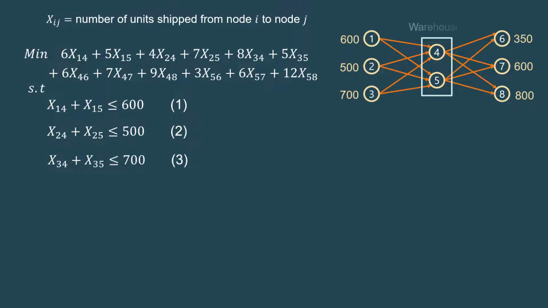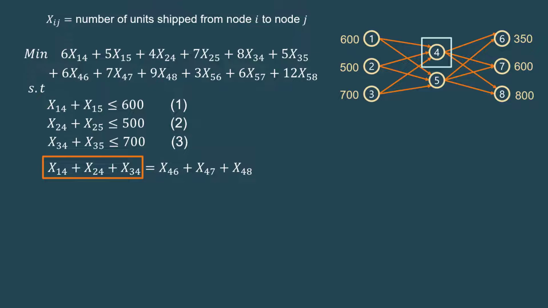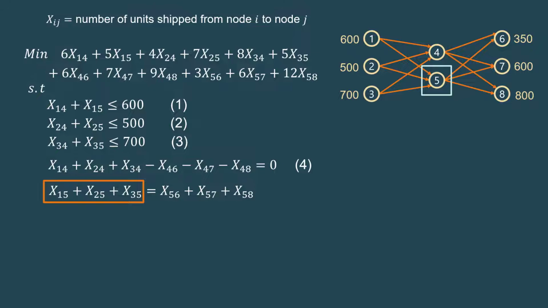Nodes 4 and 5 are the warehouses, which are transshipment nodes. So whatever they receive from any of the 3 plants, they will ship out to the distribution centers. Therefore, whatever node 4 receives from nodes 1, 2, and 3 must equal what it gives to nodes 6, 7, and 8. We can rewrite that as follows so that all variables are on the left. Similarly for node 5, x15 plus x25 plus x35 must equal x56 plus x57 plus x58, which can also be written as follows.